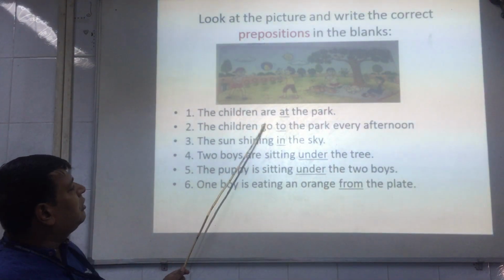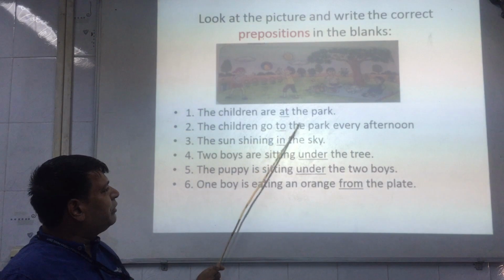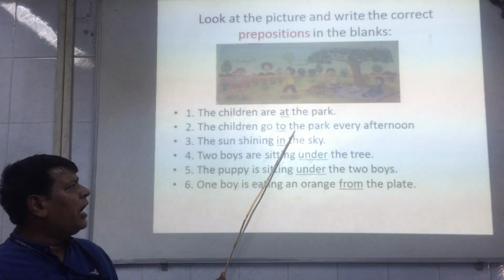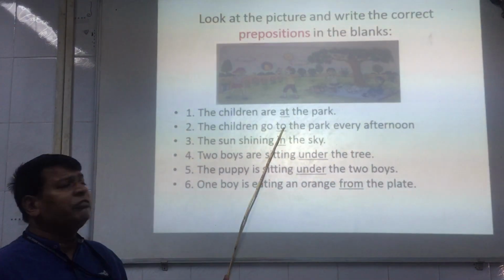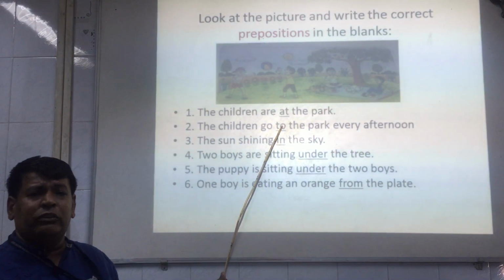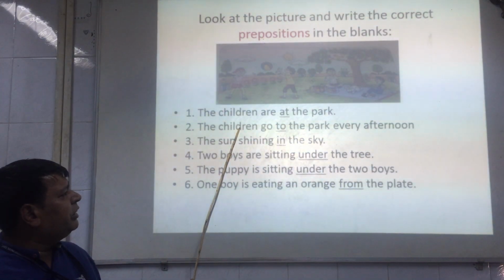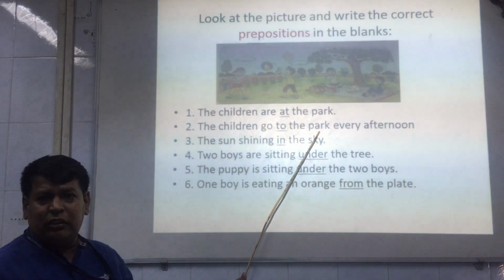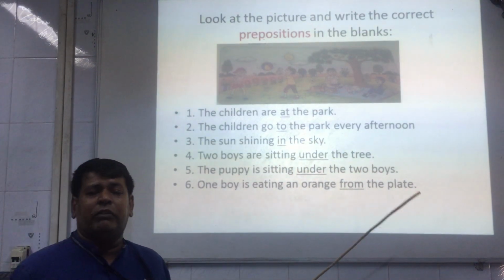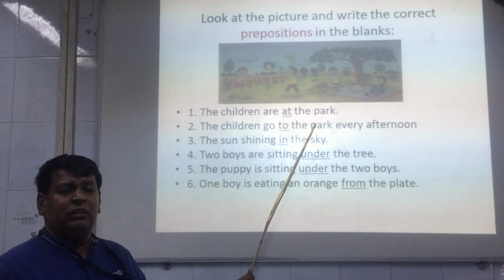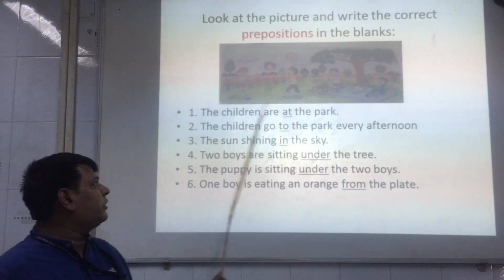The children go dash the park every afternoon. The children go to the park every afternoon. Which preposition have we used here? To. Why to? Because to is a preposition which shows the relationship between the children and the park. As a preposition is always followed by a noun, so to is followed by a park. Is it clear, students? See the third one now.